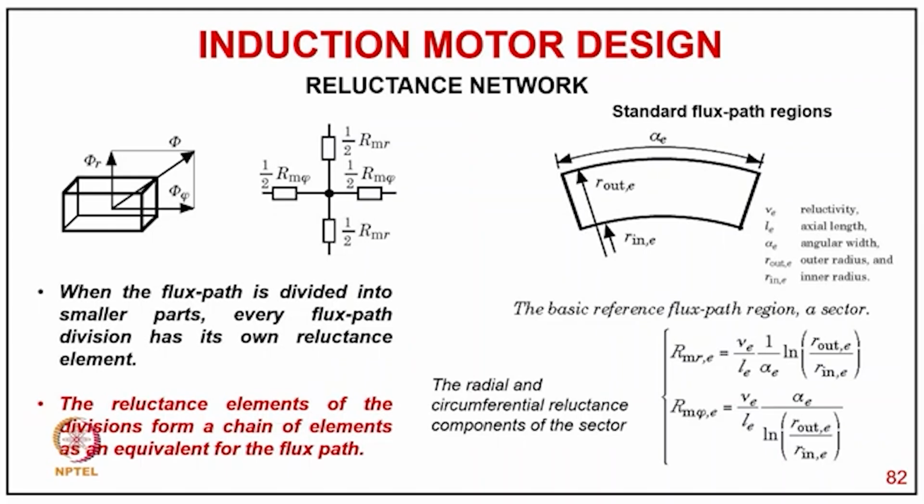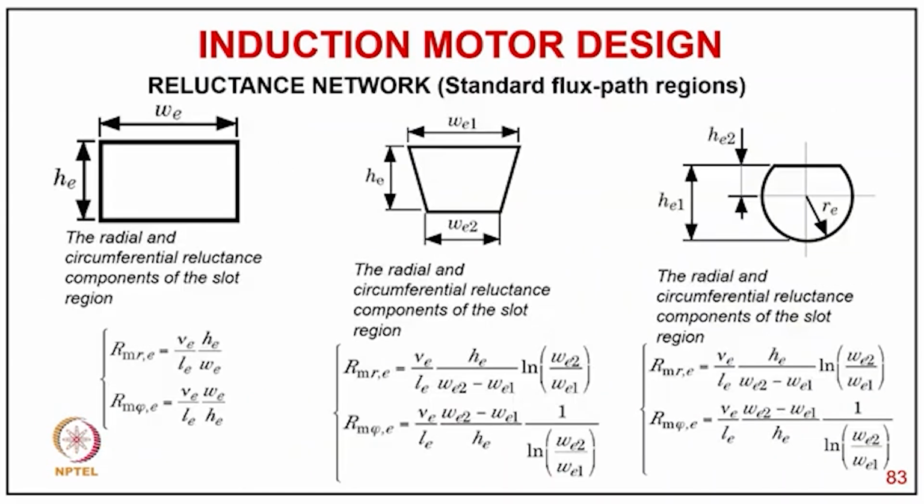So the radial and circumferential reluctance calculation of the different parts comes as a relation, after a lot of validation of this permeance and calculation. Typically for the different sizes, you can see the radial and circumferential reluctance components of the slot region, or the calculation of another slot, the third kind of slot. We have dimensions of the slot in different varieties for stator as well as rotor slot.